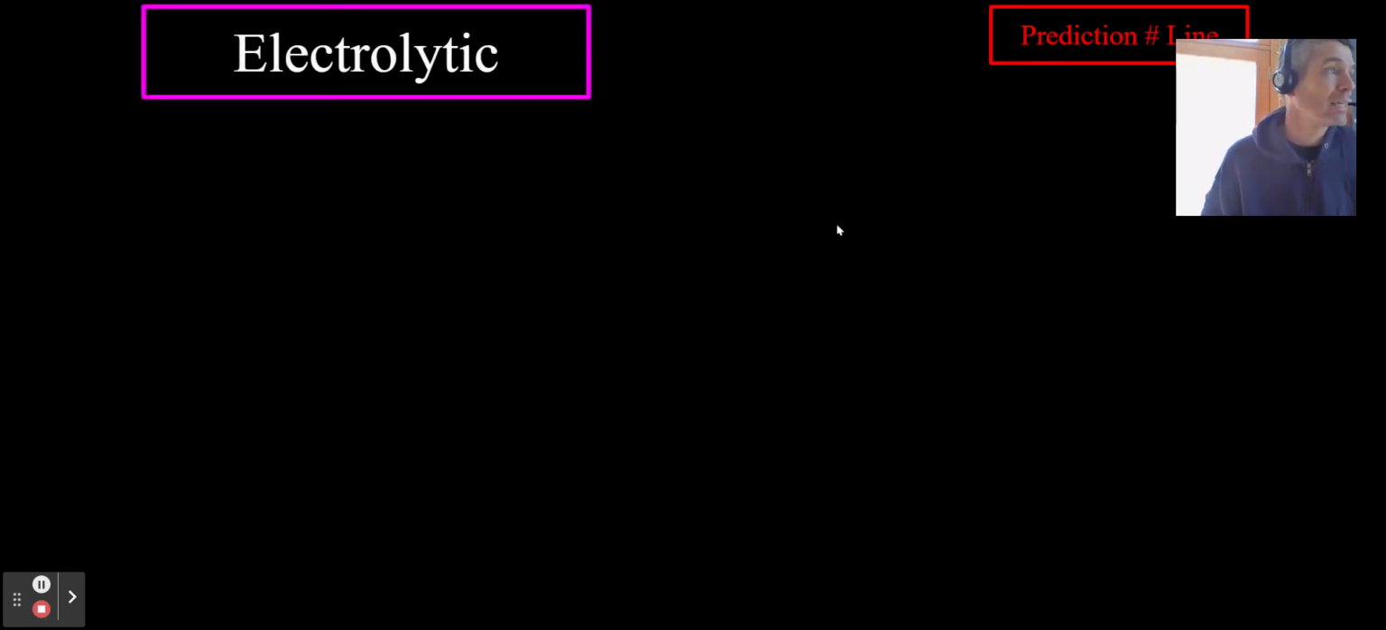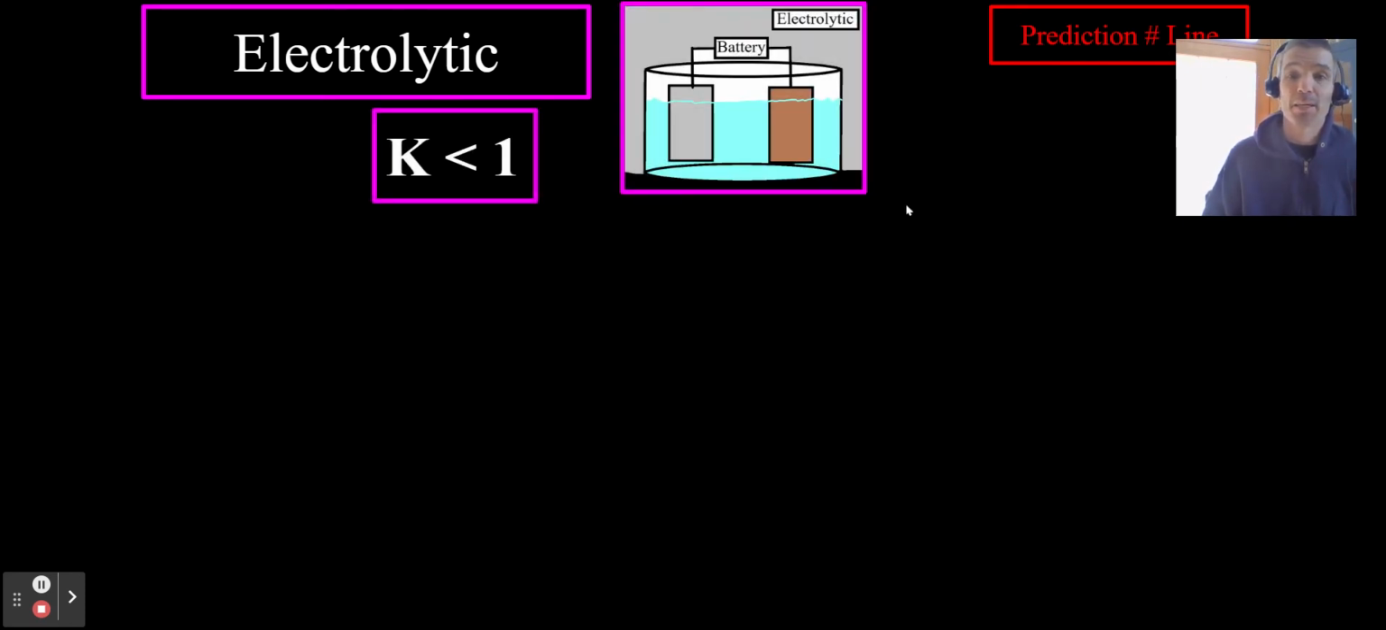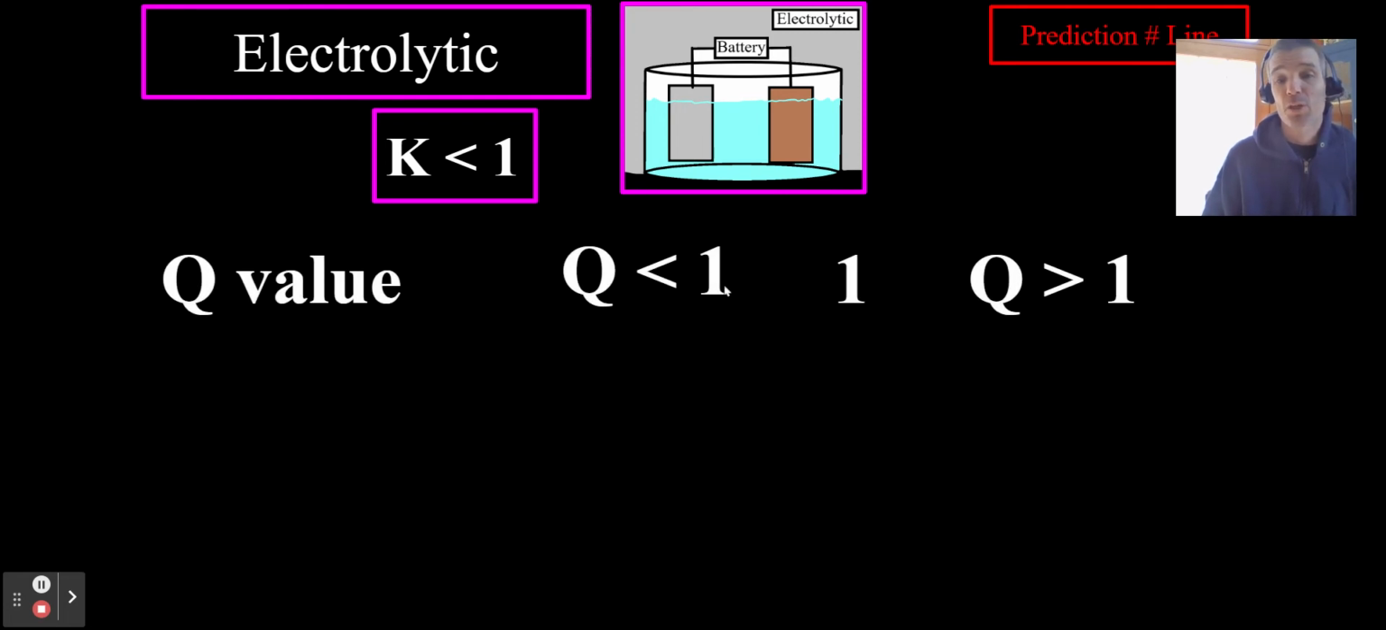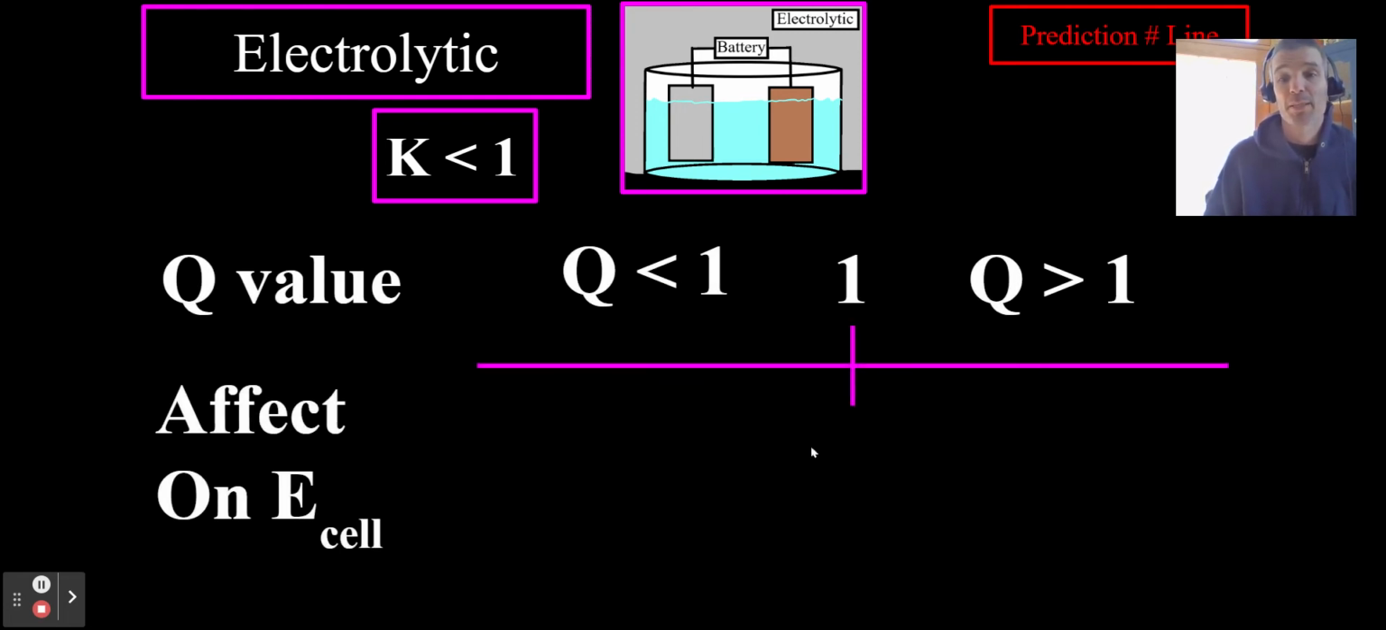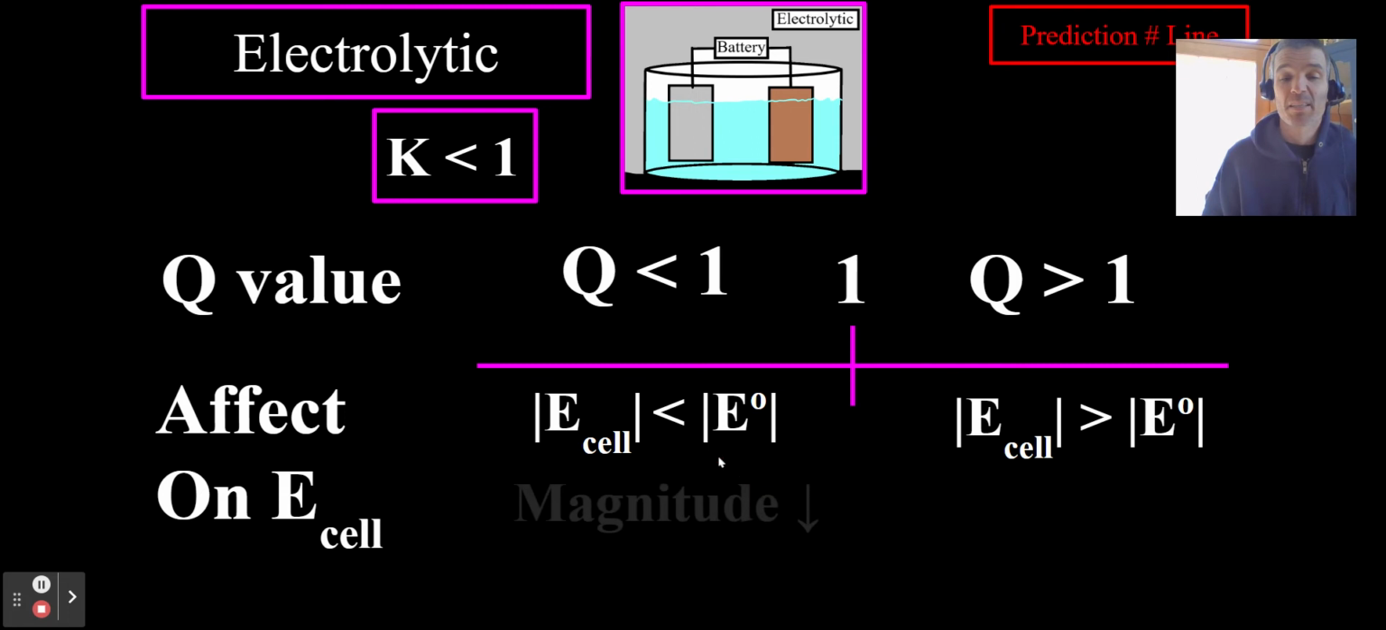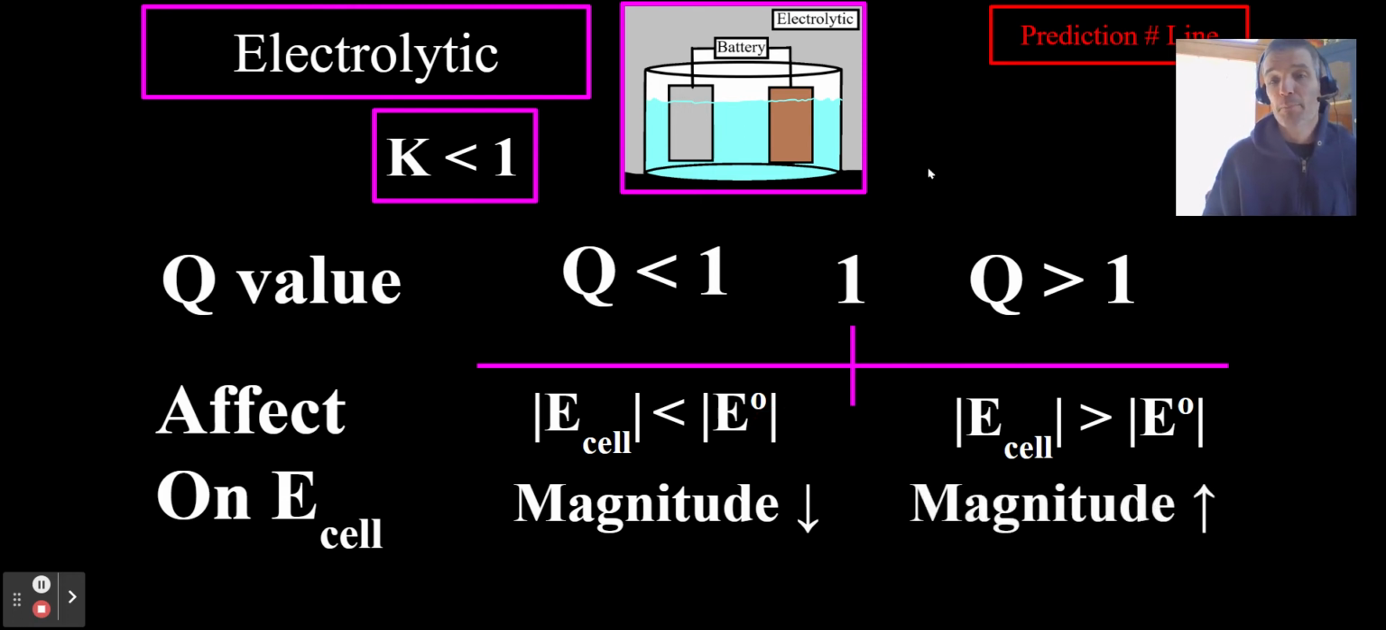It's the opposite with electrolytic cells. These cells are thermodynamically unfavored. K is less than 1. So when Q is less than 1, that's going to mean the potential of the cell is going to go down. It's going to be less than what you think. And the magnitude, here you see absolute values, because these are going to be negative numbers. So essentially it's going to be closer to 0, instead of negative 1.5 it's going to be negative 4. But if you make your reaction quotient greater than 1, that would make the cell potential go up in magnitude.